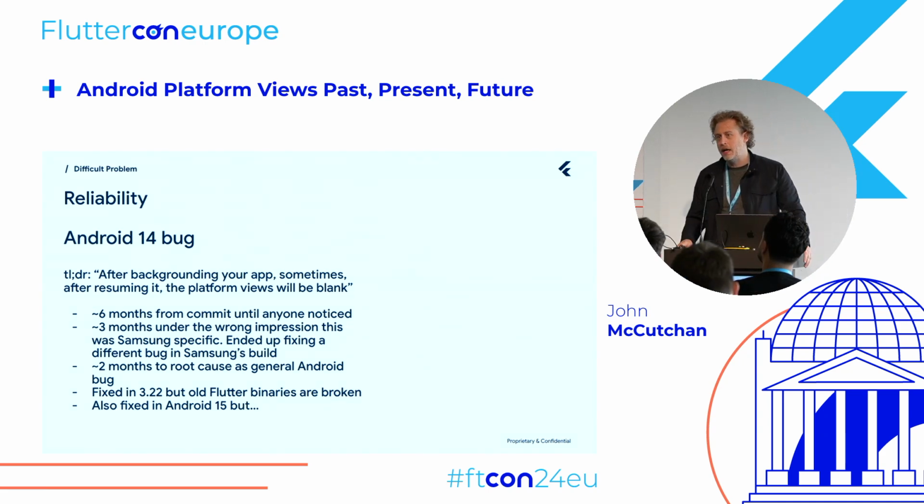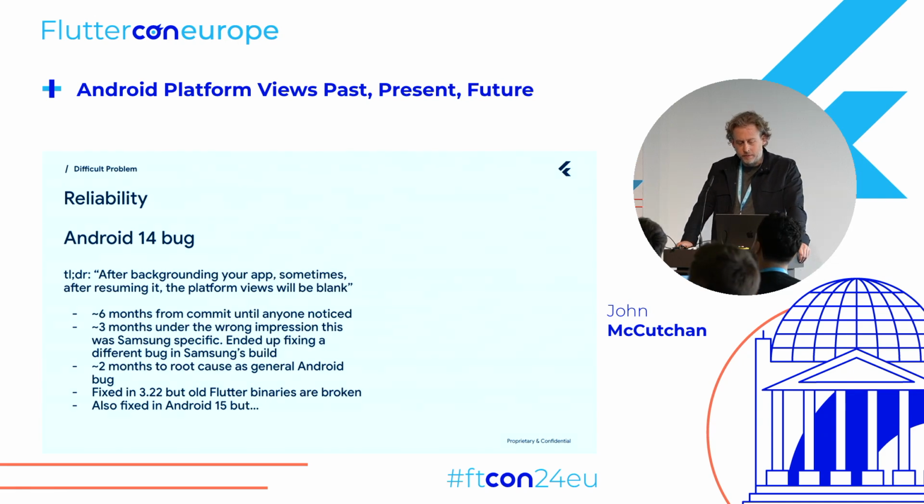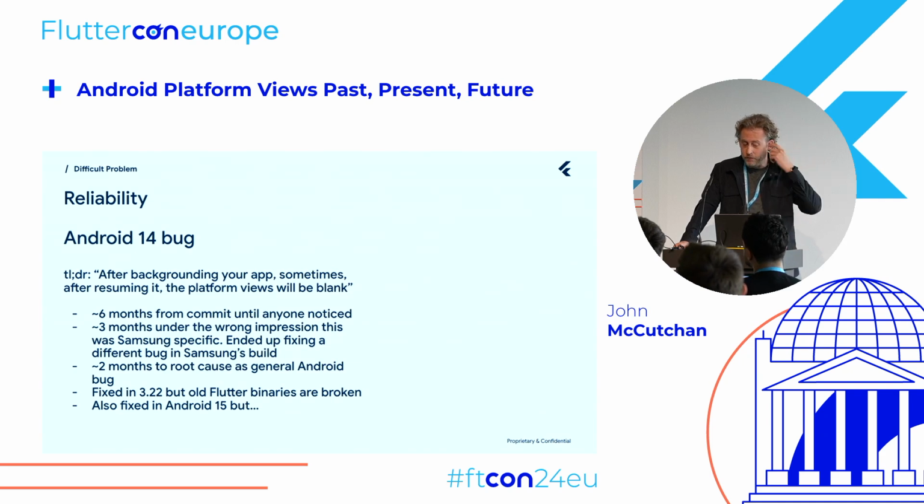On reliability, last year we had a really interesting bug report, well, it started last year and it ended up going into this year. The TLDR is that after backgrounding your app, sometimes, and only sometimes, after you resume it, the platform views will just be blank. After truly root causing it, we know that the commit into the Android source code that broke this landed 6 months before anybody noticed.